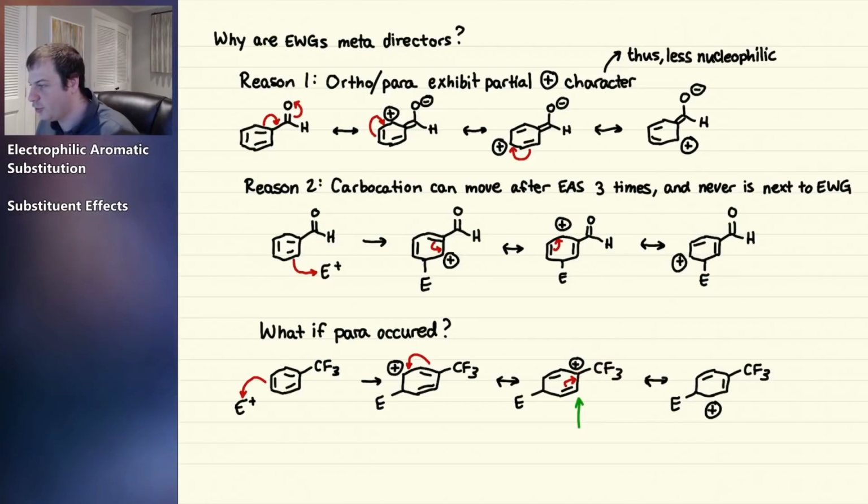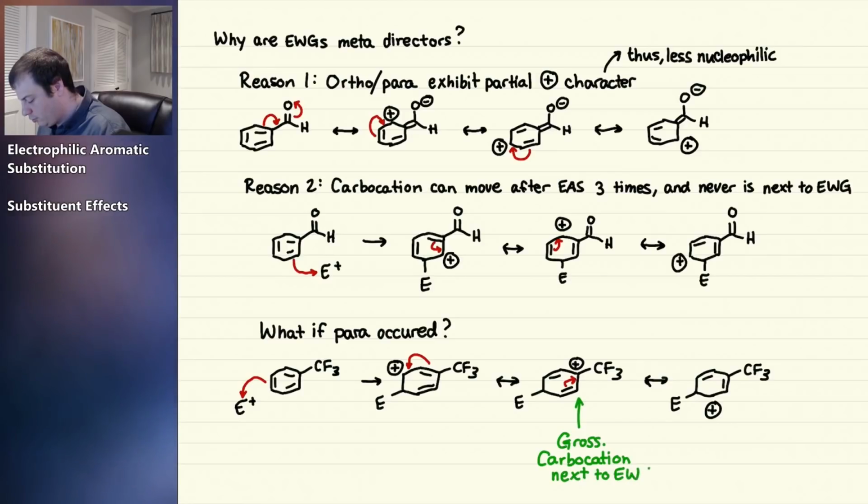This carbocation is already electron deficient, and now this resonance structure shows withdrawing even more electron density away from something that's already electron poor. That's terrible. So we should say gross. Carbocation next to electron withdrawing group. And we know that's got to be really bad.